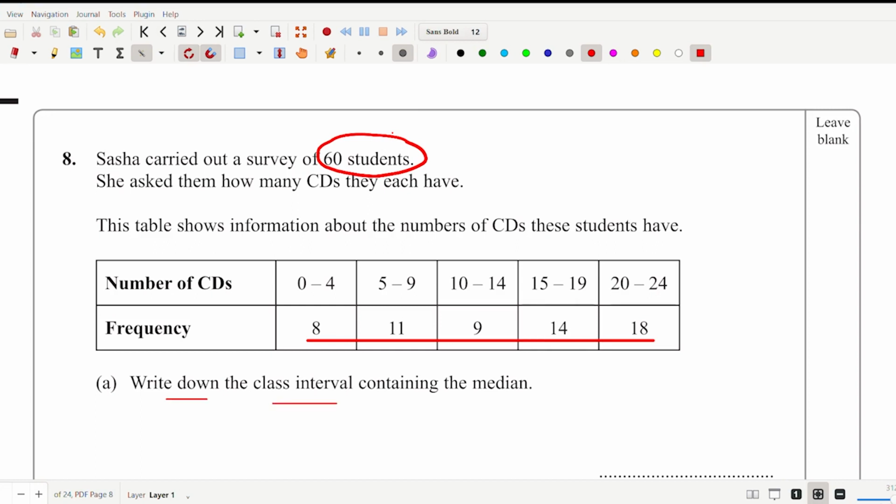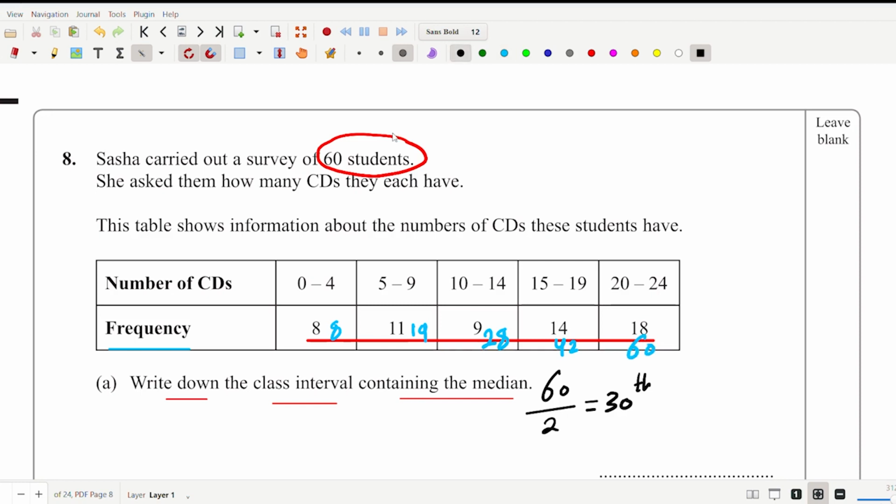Write down the class interval containing the median. To find the median, the easiest way is to do half of the total frequency. We have 60 over 2, which is equal to 30, so it's in 30th place. Now we will find the cumulative frequency, starting from 8 plus 11 is 19, 19 plus 9 is 28, 28 plus 14 is 42, 42 plus 18 is 60.